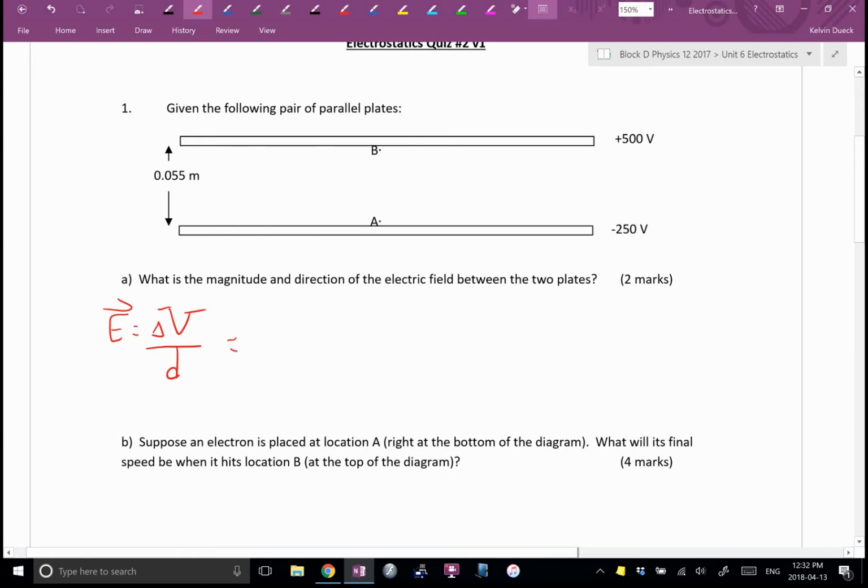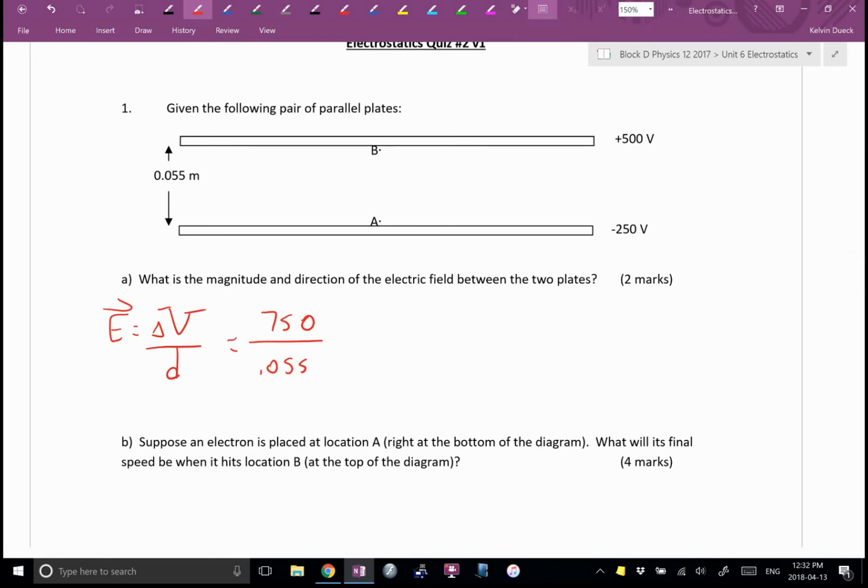And now you can see why we always write the change in voltage. Because if I look at this, what's the change in voltage? Not 500. 750. Divided by 0.055. And I've got to be honest, this question to me is too easy for a written question. But as a multiple choice question, this would be fair game.